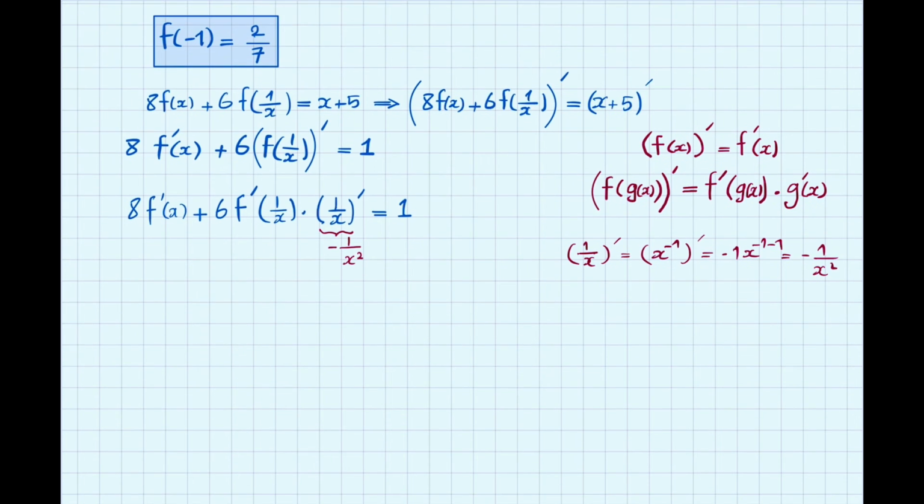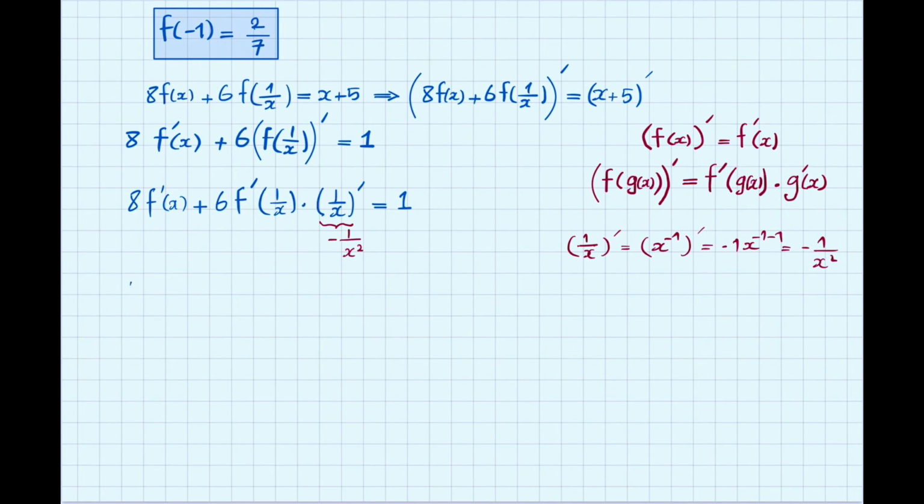Yes? Okay, so let me write everything that I have here. So it is 8 f prime of x minus, I multiply this positive 6 by this negative 1 over x squared. It becomes negative 6 over x squared, and then I have f prime of 1 over x. On the right hand side I will have 1. So this is a very nice exercise in the chain rule.